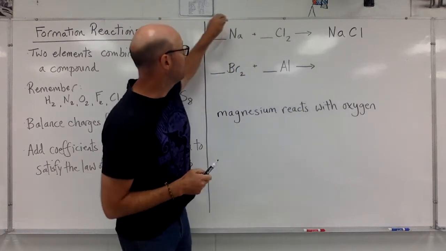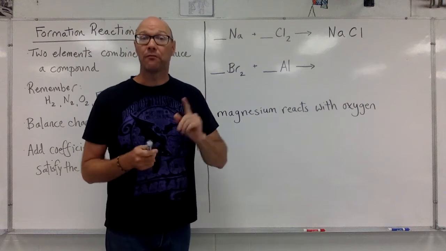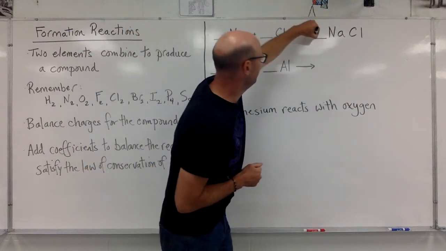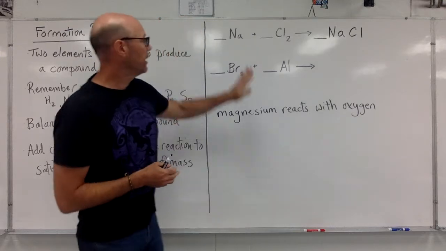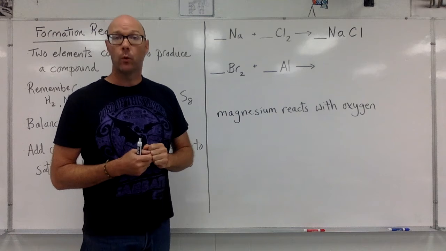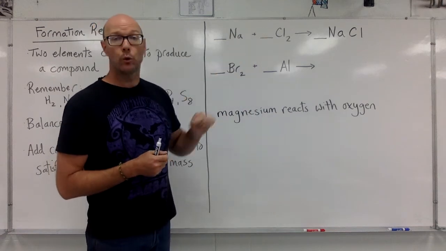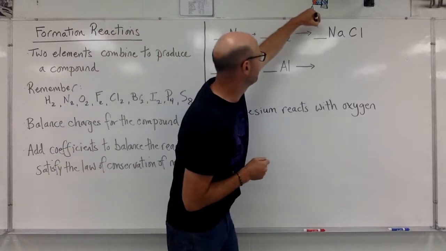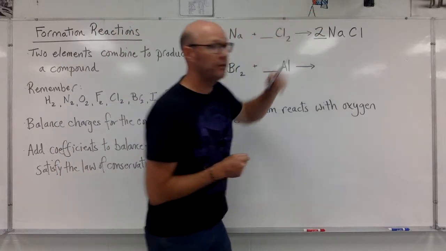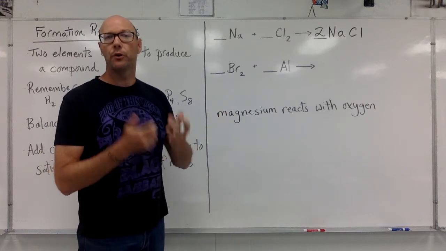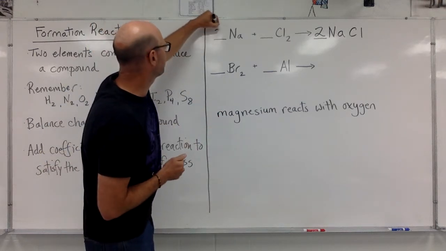Coefficients is the name that we give to these numbers that we add at the front of our compounds to balance the equation. Before I even start, I have 1 sodium and 1 sodium in the compound. That's already balanced. But here there's 2 chlorines. There's only 1 chlorine in the compound. So I need to add a coefficient there at the front to balance the chlorine. But when I do that, I throw off the sodium. I need to fix it up.